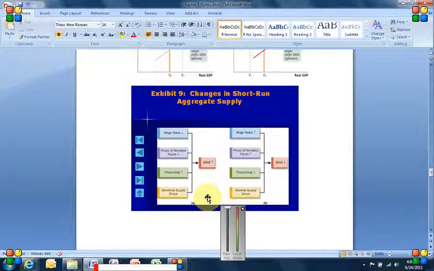If there's a beneficial supply shock, what we're talking about is some unexpected positive discovery typically. Let's say we discover more oil in the United States, which of course is an important input. That's an example of a beneficial supply shock. What would happen to supply across the entire economy in the US then if we discovered new supplies of oil? SRAS would shift to the right. We would have an increase in supply.